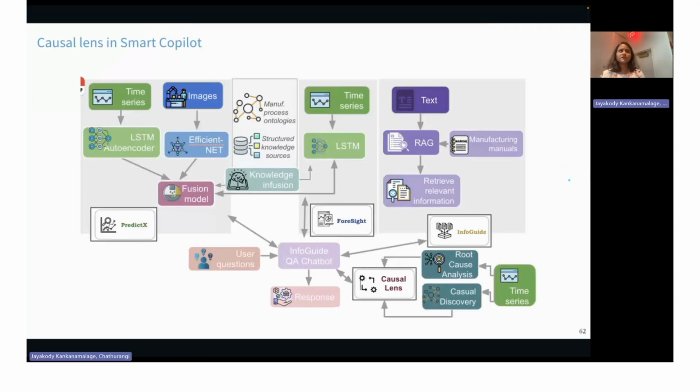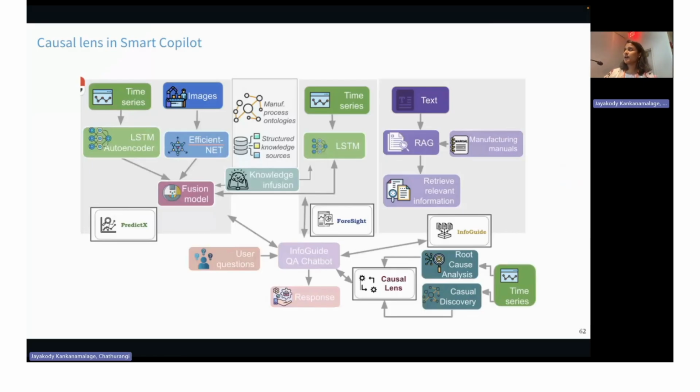Yeah, so in the earlier demo, we explained how SmartPilot can be used in anomaly prediction, forecasting, and domain-specific question answering. So in this demo, I'll mostly focus on the root cause analysis and causal discovery, which are the two main tasks that the causal lens agent will do.